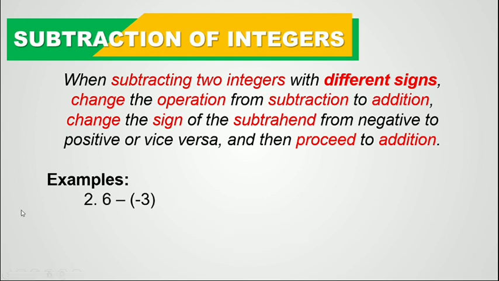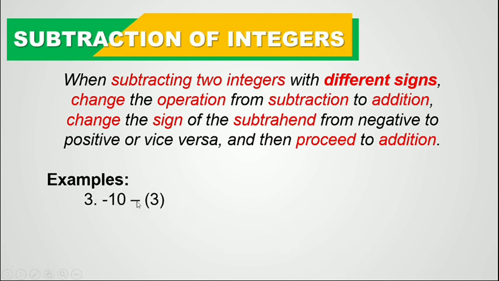Second example, 6 minus negative 3. Again, change the subtraction operation to addition. From minus, it becomes plus. And then negative 3 becomes positive. You have to change the sign of the subtrahend. So 6 plus positive 3 equals 9. Therefore, 6 minus negative 3 equals positive 9.